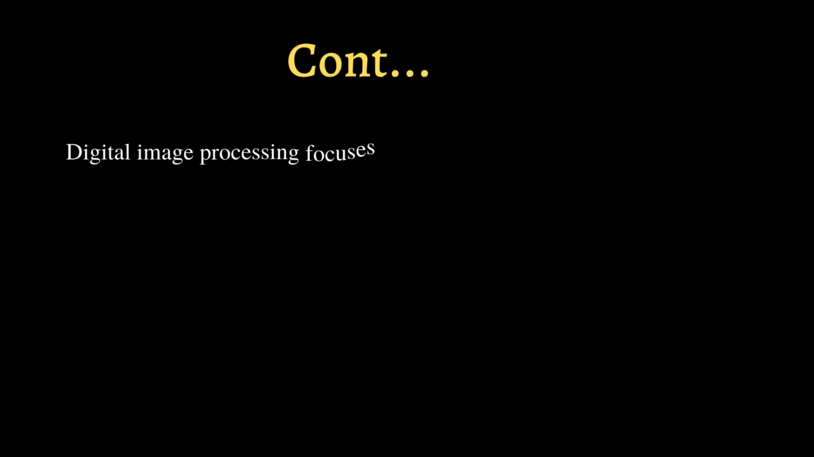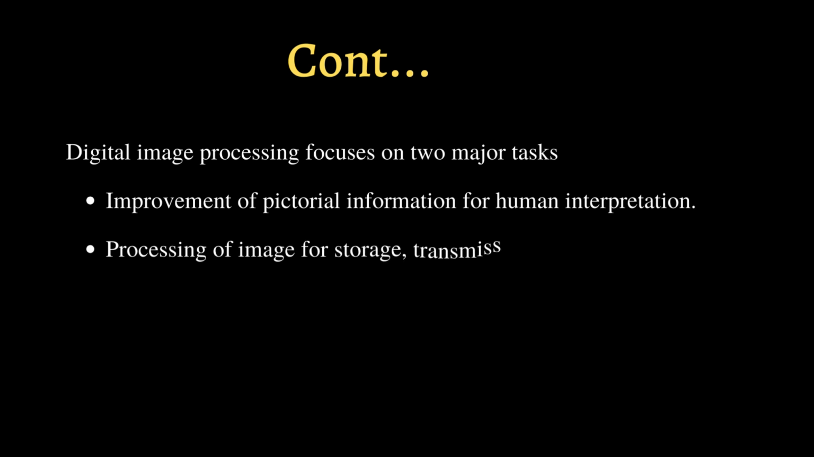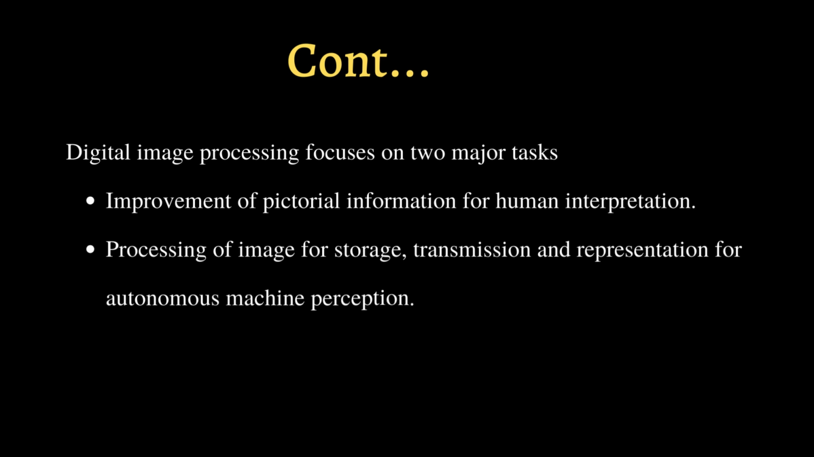Digital image processing mainly focuses on two major tasks. The first is the improvement of pictorial representation for human interpretation, that is, the clearer an image is, the easier it is for human interpretation. The second is processing images for storage, transmission, and representation for autonomous machine perception. These are the two major tasks of digital image processing.